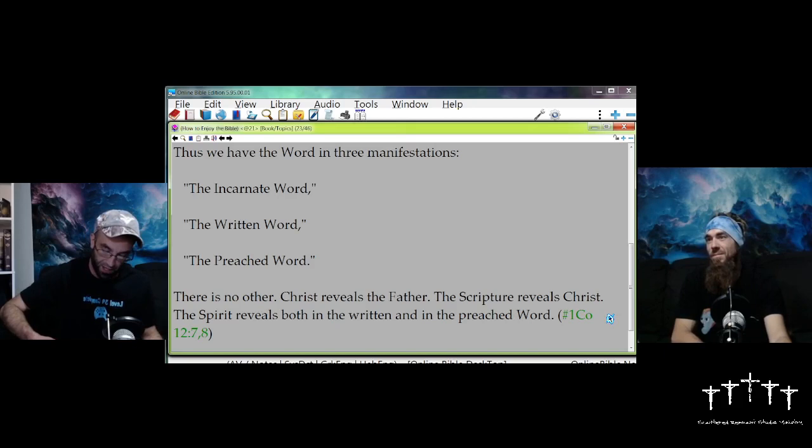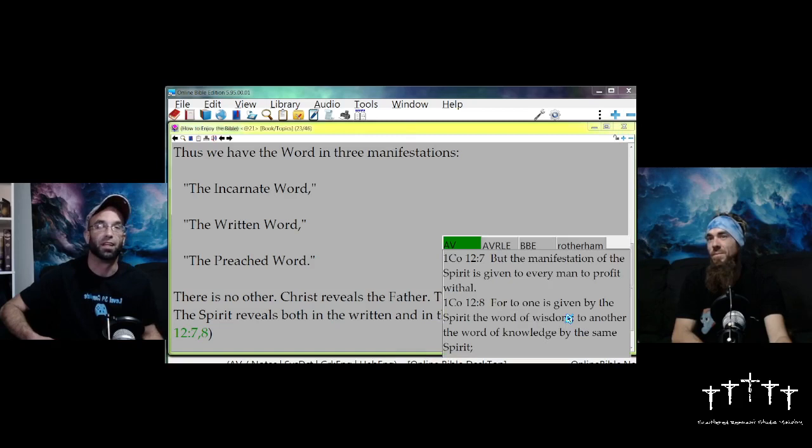1 Corinthians 12:7-8 right there. And the word says what? But the manifestation of the Spirit is given to every man to profit withal. That's right. Everyone that has the Spirit, it's in full measure for all of us to profit withal. For to one is given the word of knowledge, to another the word of wisdom by the same Spirit, just different functions. Or else God's a respecter of persons, and it would contradict us, but it doesn't say that. The Spirit is given to every man to profit withal.